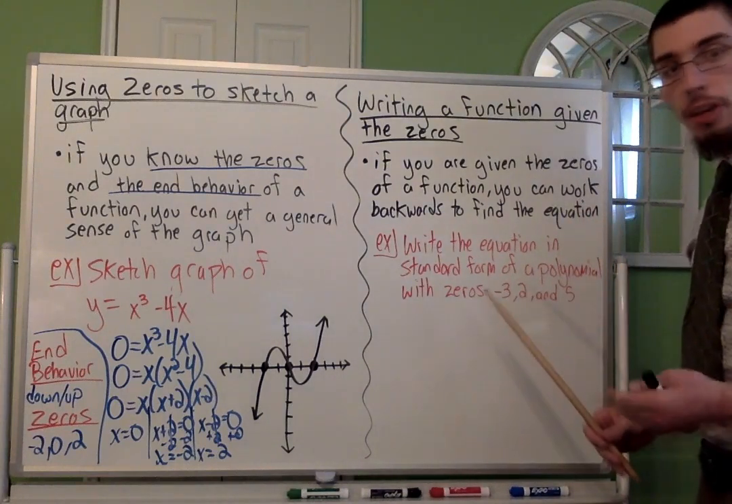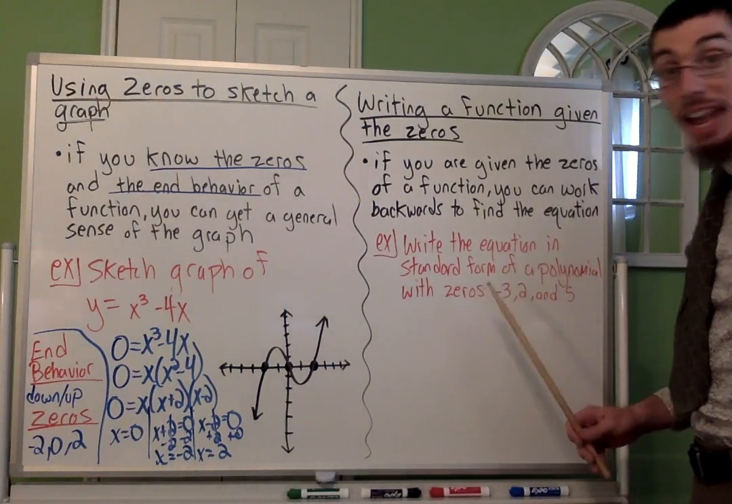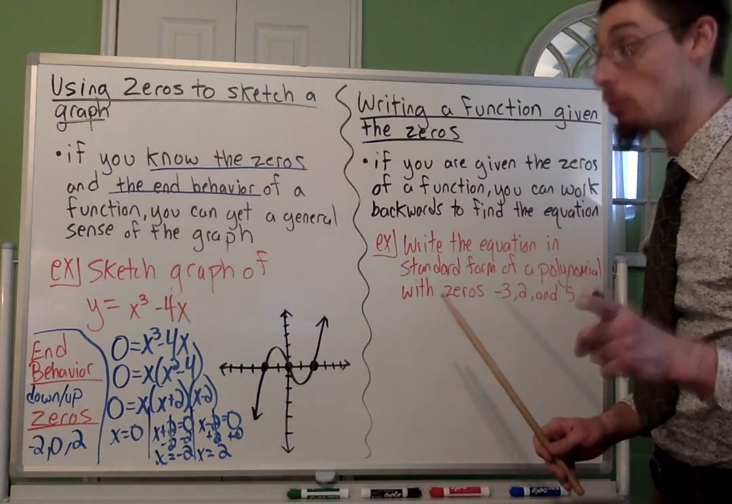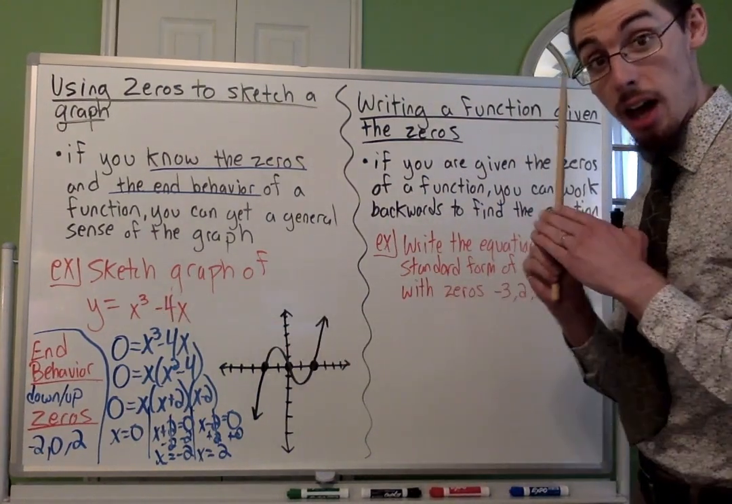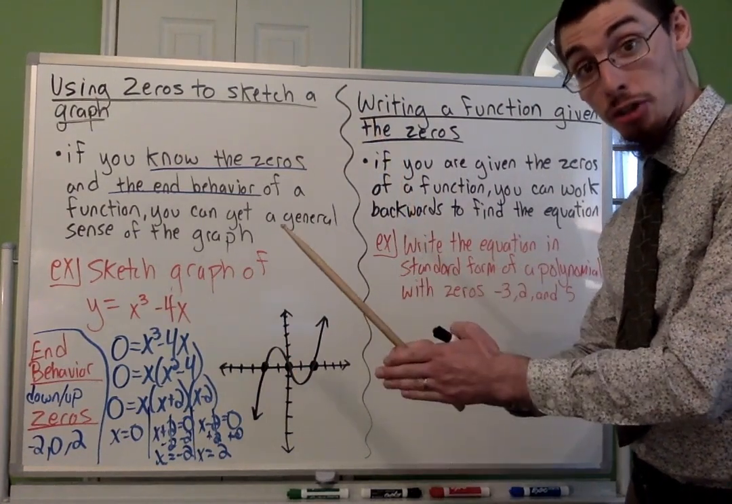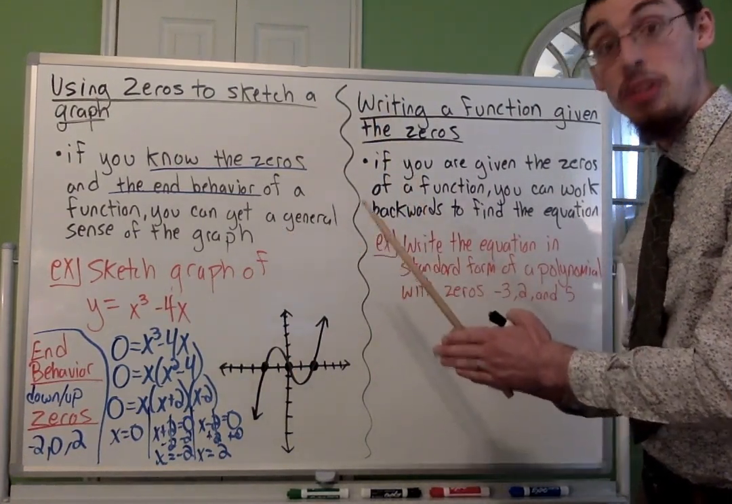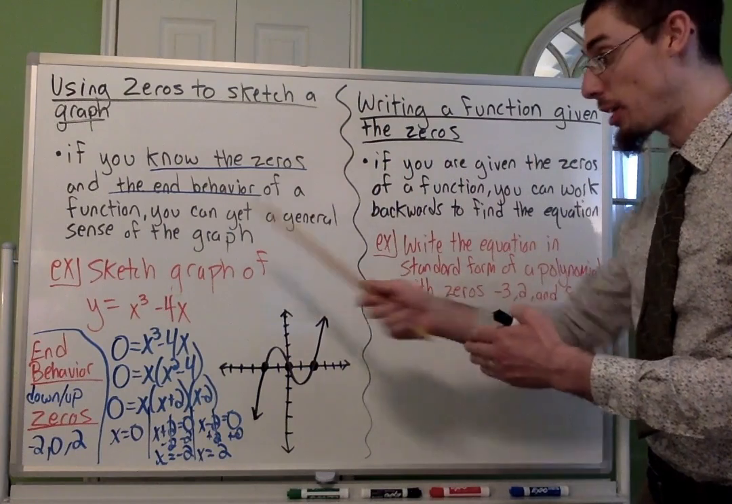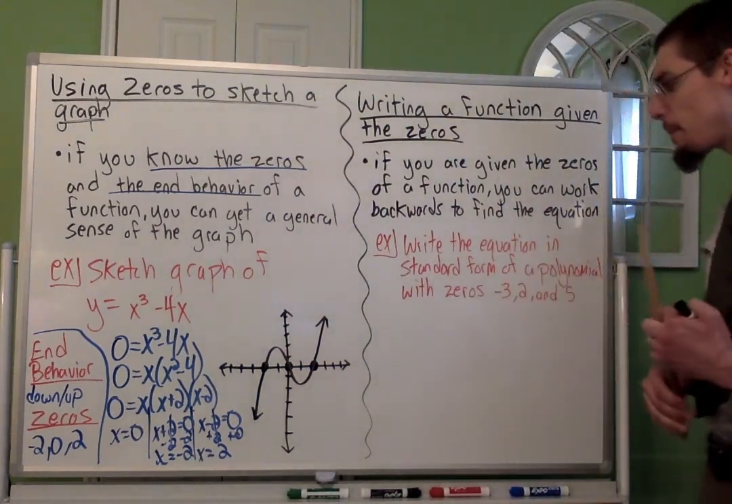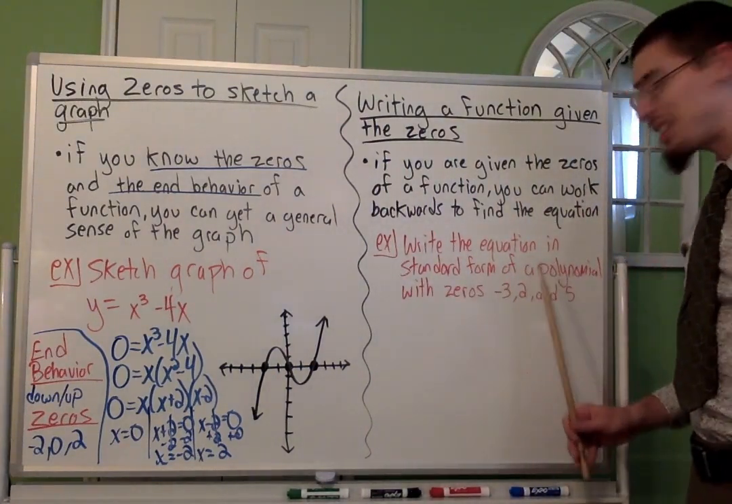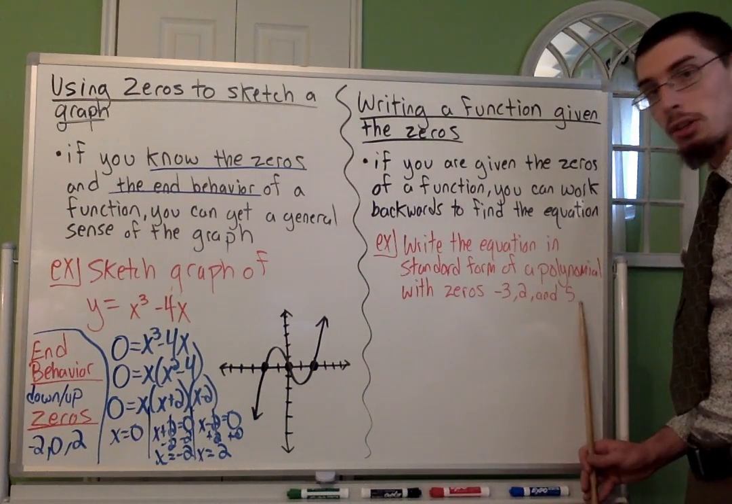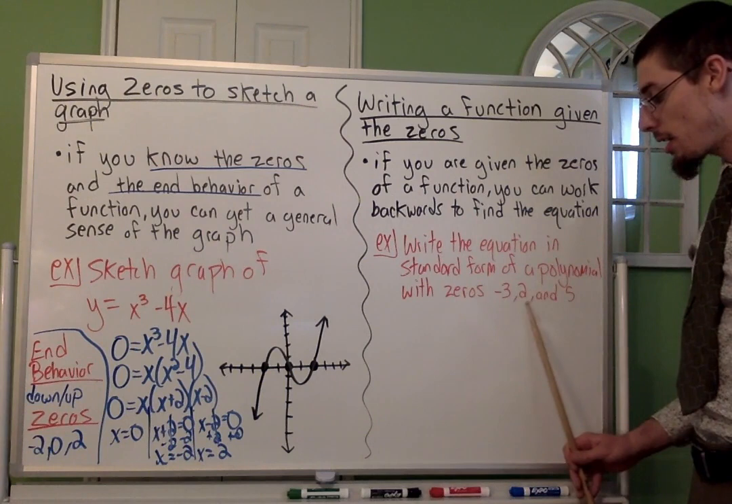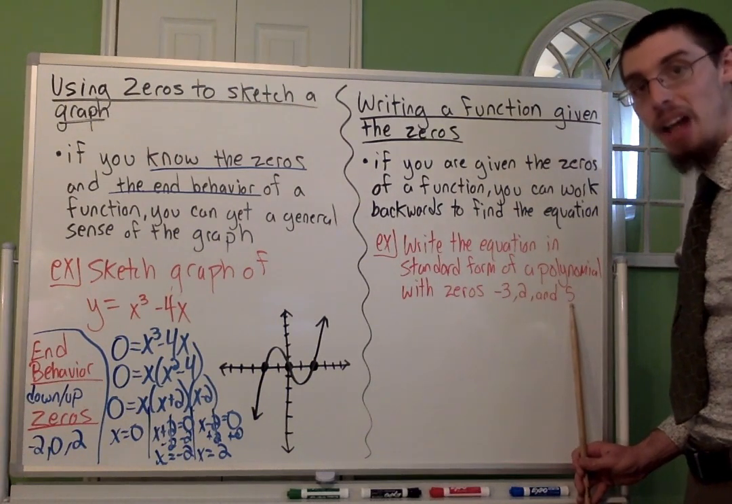And what we're going to do is we're going to write the equation in standard form. It's got to be in standard form, right? Where the degree, the highest exponent, is the first term. And then the next term is the following exponent, right? Like 3, 2, 1 or something like that. So we're going to write an equation in standard form of a polynomial with these three zeros: -3, +2, and +5.